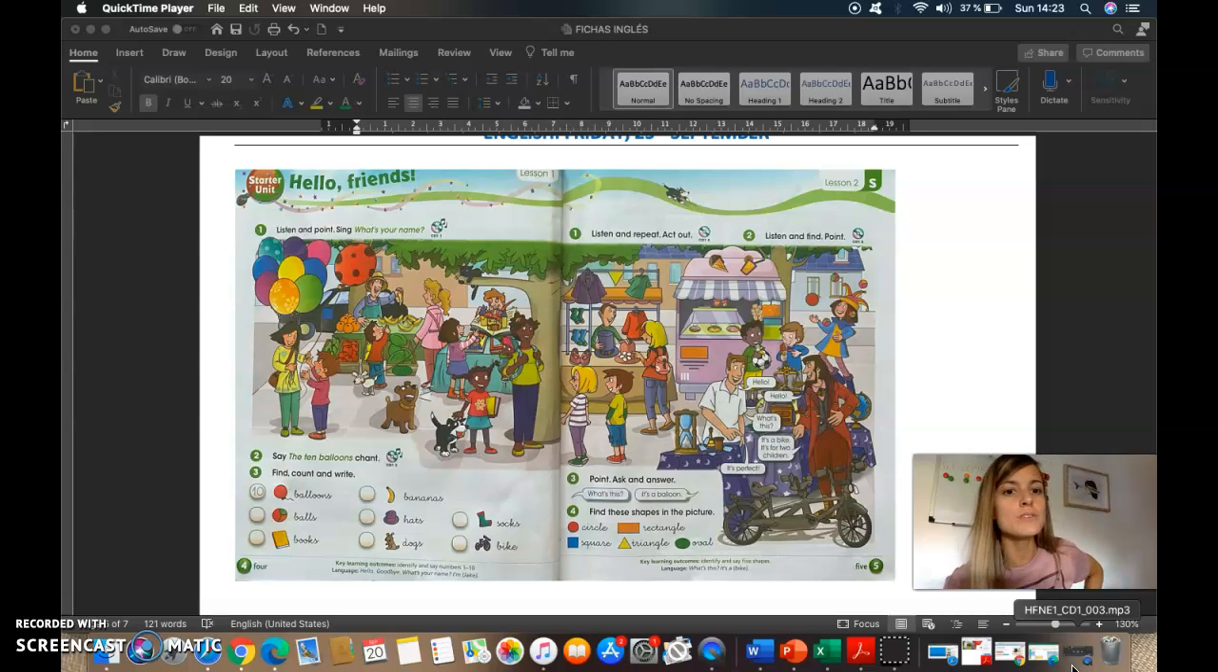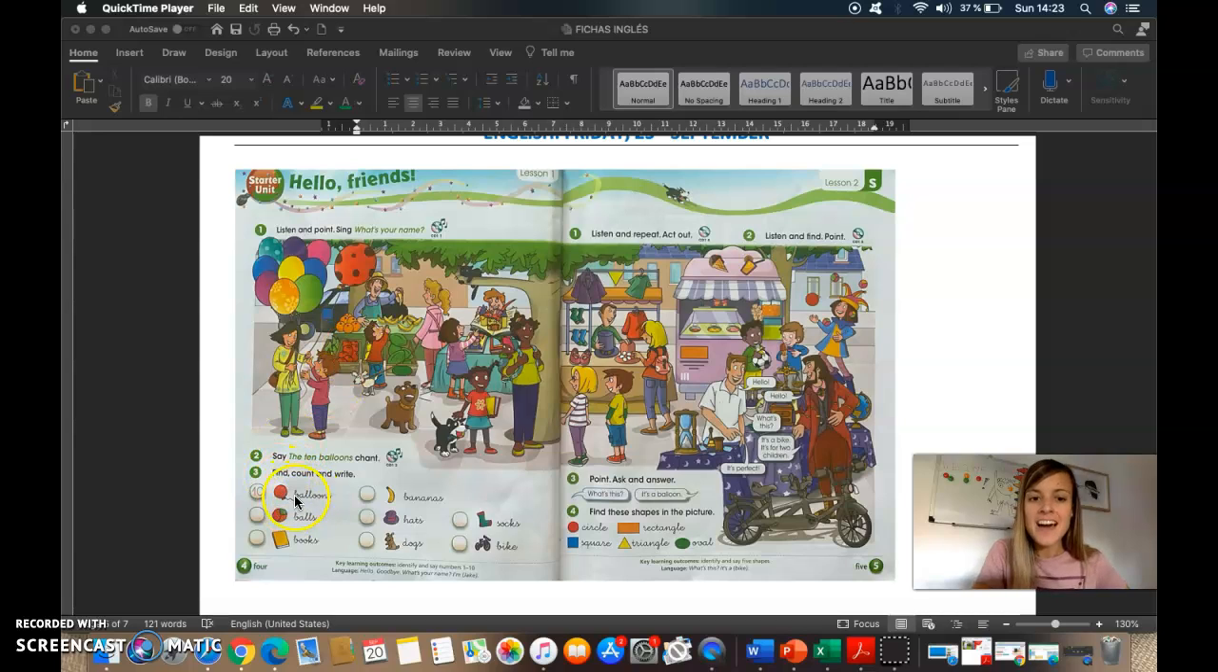The balloons. Look at the picture. Fantastic, the balloons are here. And in the song, did you listen? Where are they? The balloons are in the sky. Great. Okay, fantastic. Now let's move to the activity number 3.